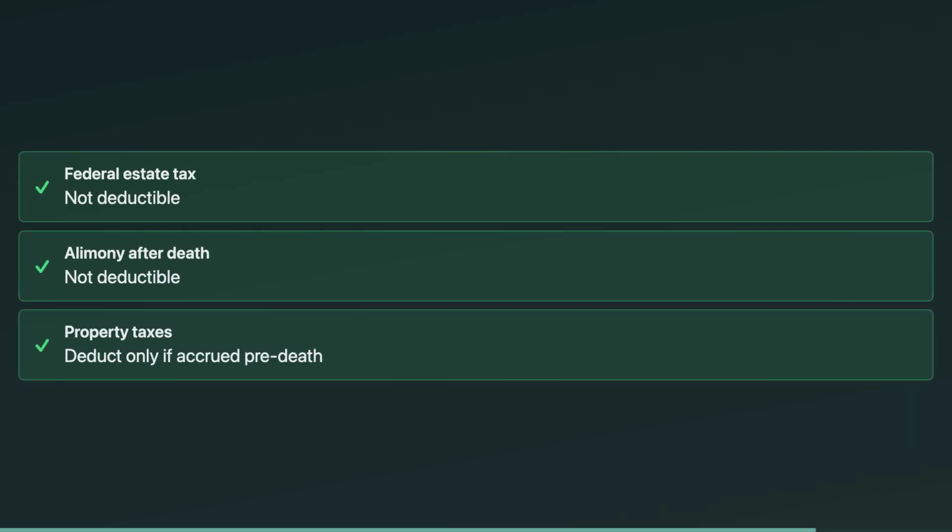A few deductions are specifically disallowed. Federal estate tax paid is not a deduction from the gross estate. Alimony paid after death isn't a deduction either. It's treated like a beneficiary distribution. And property taxes are only deductible if they accrued under state law before death. That last one is sneaky. The timing of accrual matters, not when the bill is paid.